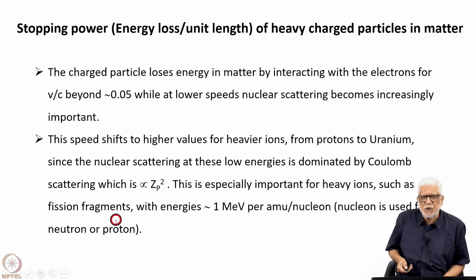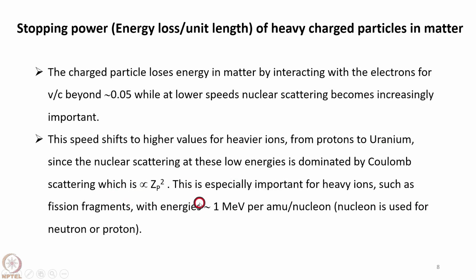For instance, one example is fission fragments, which have typically Z of about 40 to 50, and with energies of 1 MeV per nucleon, per AMU or nucleon. Nucleon is used for neutron and proton. So, at these energies, the stopping is dominated by nuclear stopping. At higher energies, it is the electronic ionization that contributes to stopping of heavy charged particles in matter.